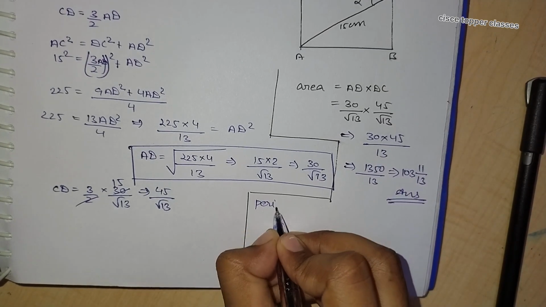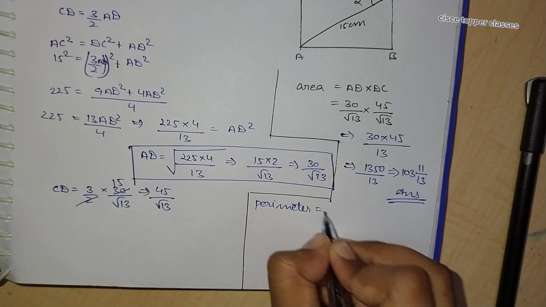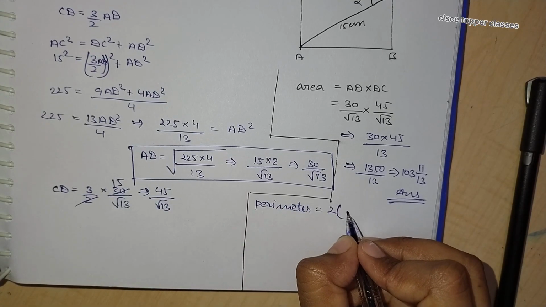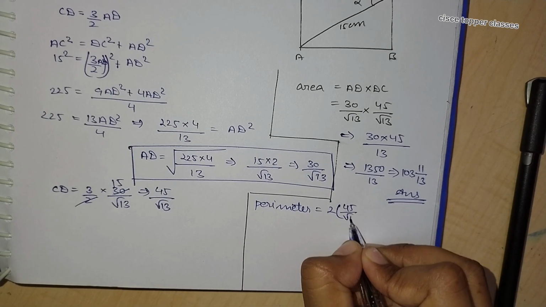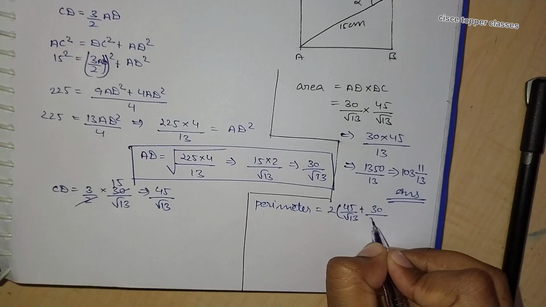Now we have to find the perimeter. So perimeter we can write 2 into (length plus breadth). Length here, this DC, is given as 45 by root 13. So 45 by root 13 plus 30 by root 13.